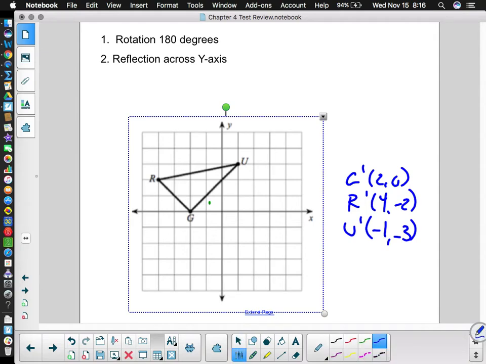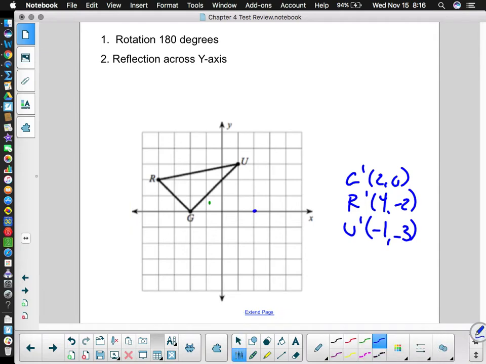Okay. Plot those points. G primed, R primed 4, -2. U primed is -1, -3. Gru. Despicable Me. It's Gru.